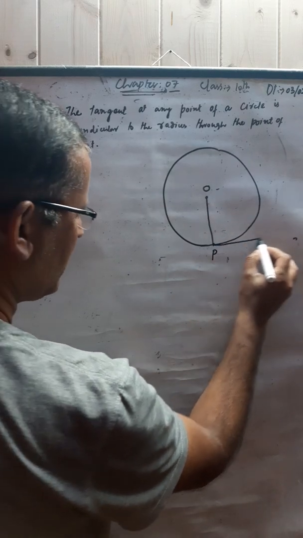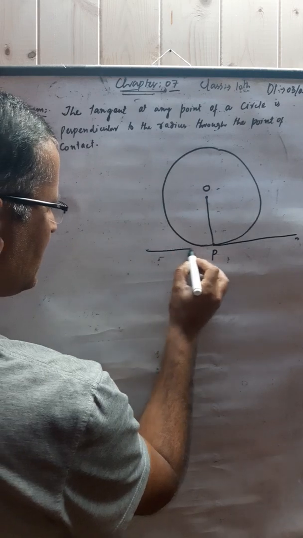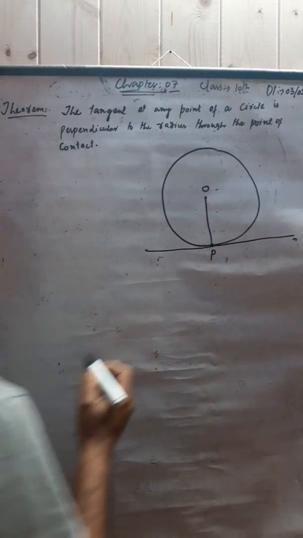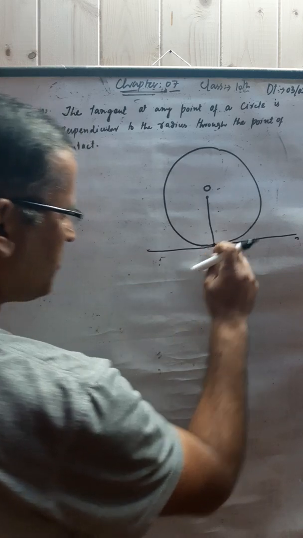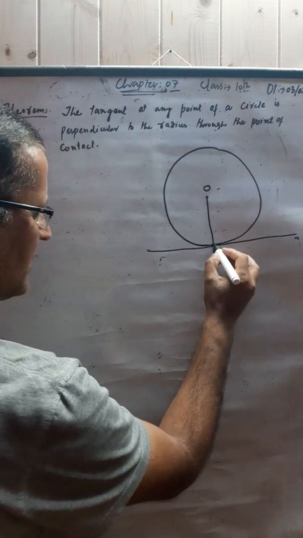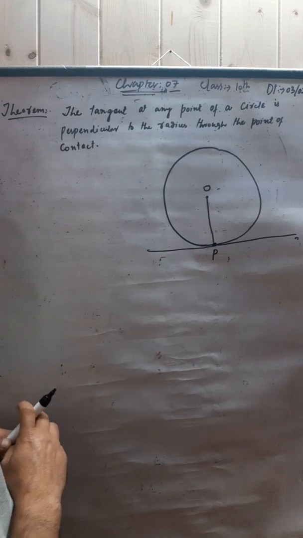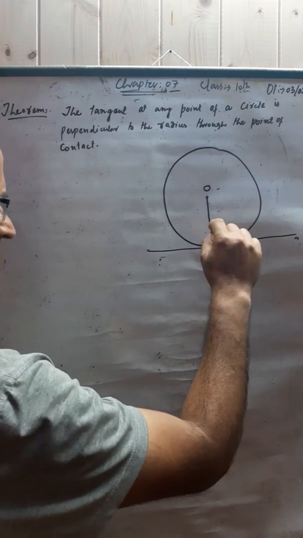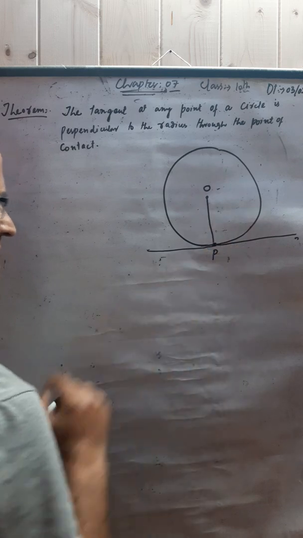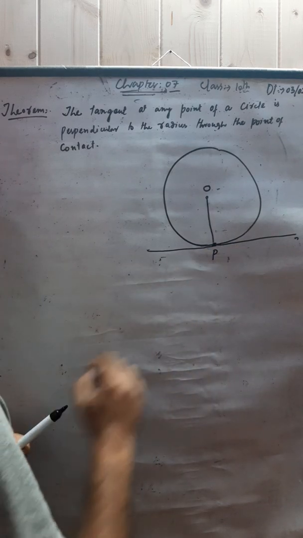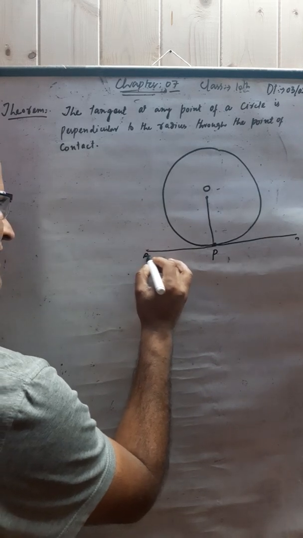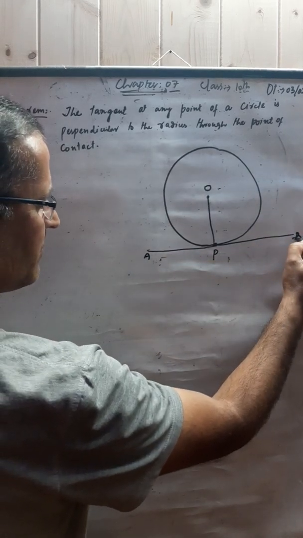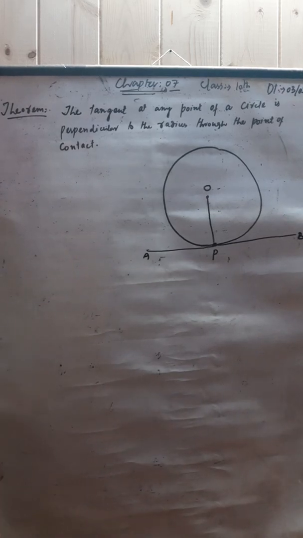As you people are aware, a tangent is a line which touches the circle at one point only. So that point is the point P. This point P is known as the point of contact, because this point is common between the circle and the line. That is why this line is known as the tangent. And consider this tangent as AB. So AB is a tangent and OP is a radius of the circle.